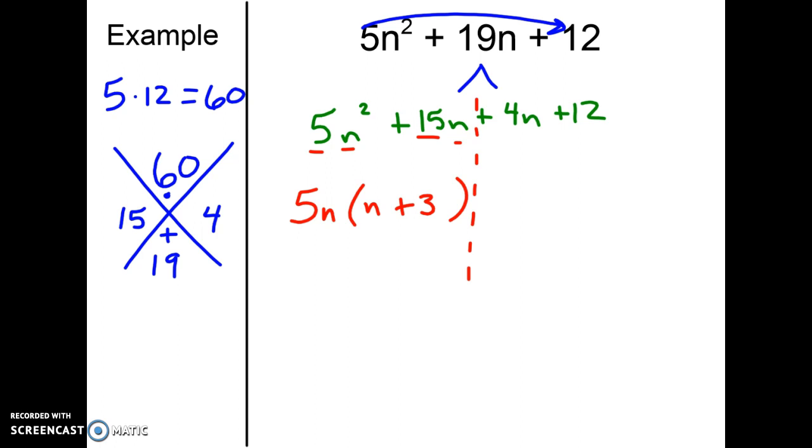On the right-hand side, all we can do is factor out a 4. And with that, we have 12 divided by 4, which would be the 3 after that. So then what we do is just bring the 5n and the 4 together.